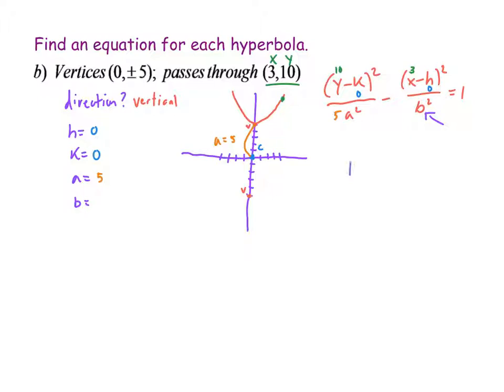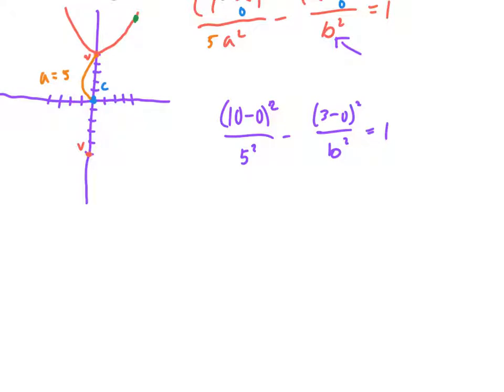So 10 minus 0, of course, is going to be 10, but it's going to be squared. And then a is 5, so 5 squared, minus x was 3 minus 0 for h, which will be squared, over b squared, which again we don't know, equals 1. So 10 squared is 100, and then 25 for 5 squared, minus 3 squared, which is 9, over b squared equals 1. So 100 divided by 25 is 4. So 4 minus this equals 1. So I'm going to subtract 4 from both sides.